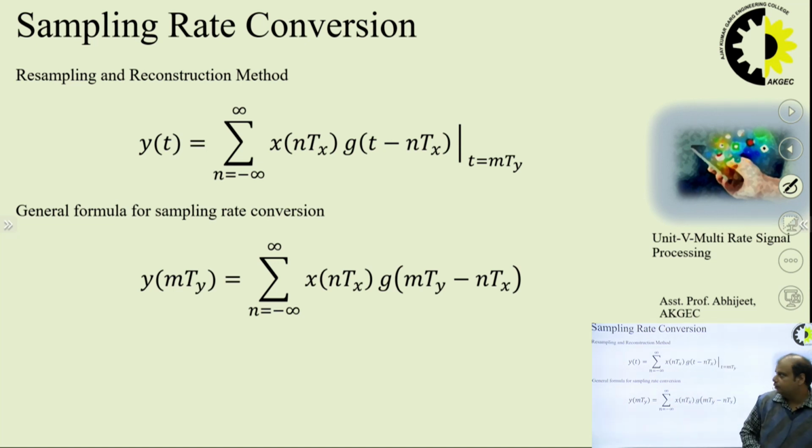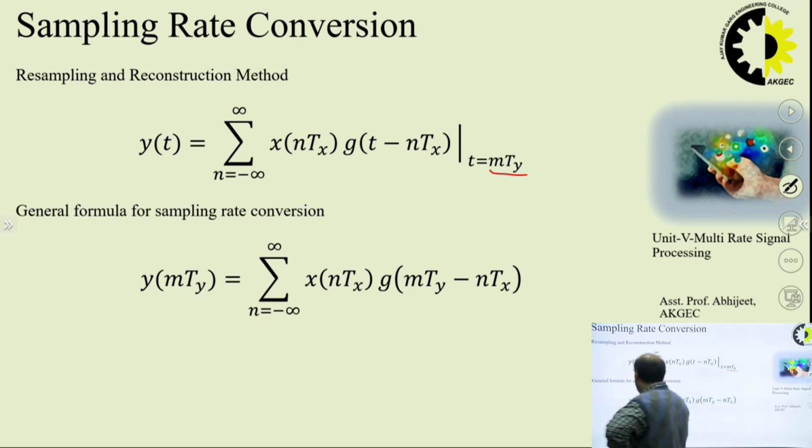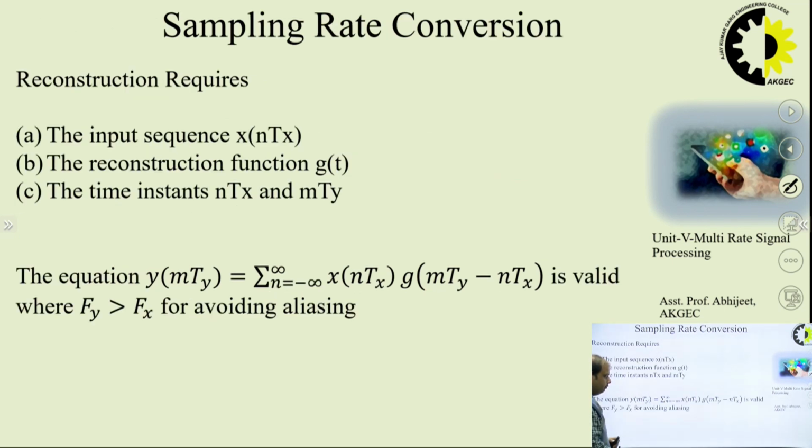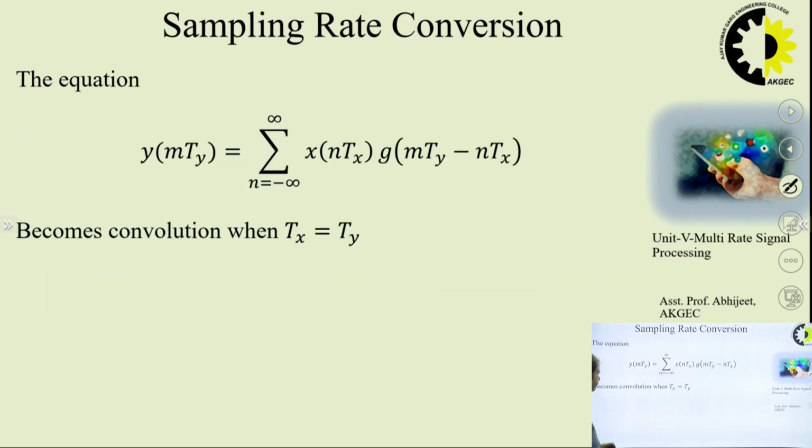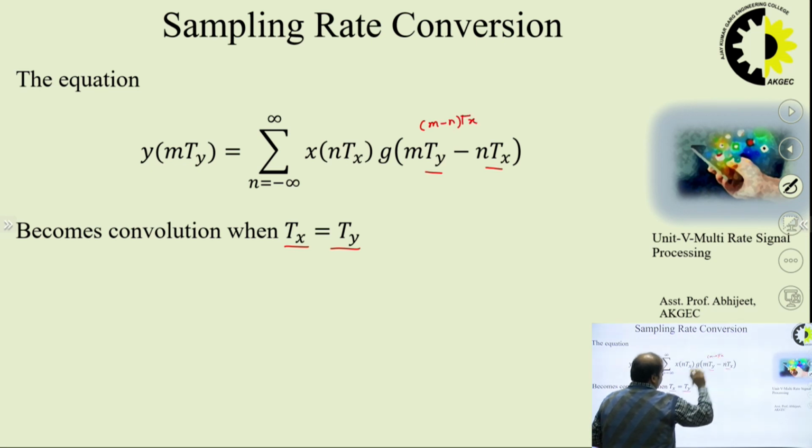So if I want to change the sampling rate, I can take y of t, which is defined as the sum of x of nTx into g of t minus nTx, and I will take a sampling instant mTy. So I will get y of mTy. Now Ty is the new sampling period, obtained by replacing t by mTy in this expression. If Tx is equal to Ty, it basically becomes (m minus n) times Tx, so it becomes a simple convolution.